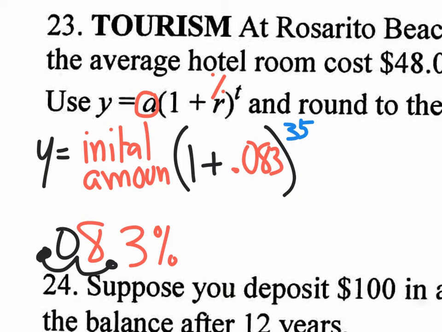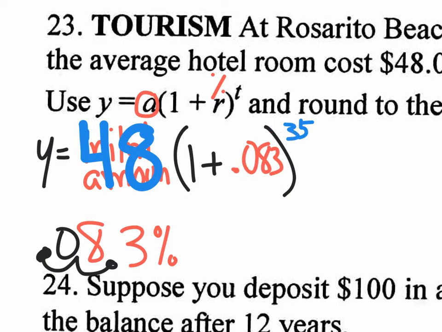Okay, and you know what? The initial amount, I probably shouldn't have written that. What is the initial amount? How much did it cost back in 1980? $48. So let me just write really big right here. 48. There you go, $48. So all this is going to be done with the calculator. $48 times parentheses 1 plus 0.083, close parentheses to the power of 35.